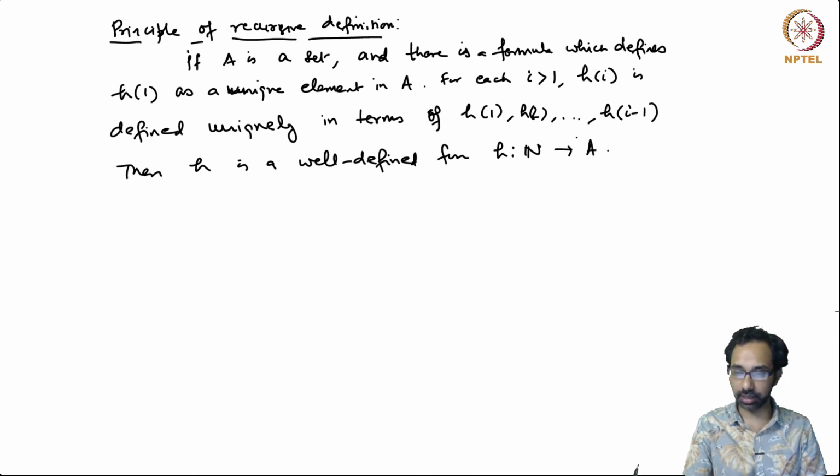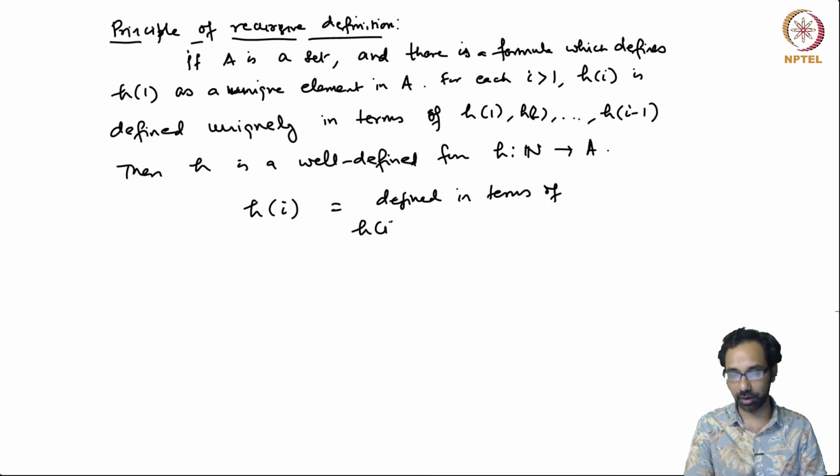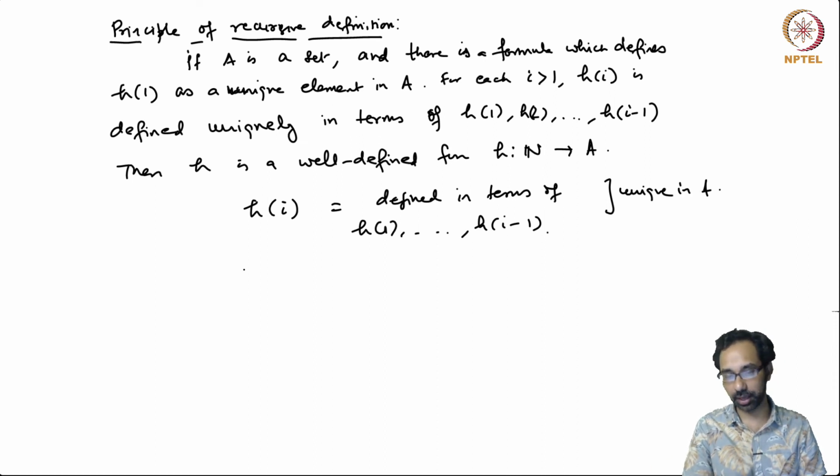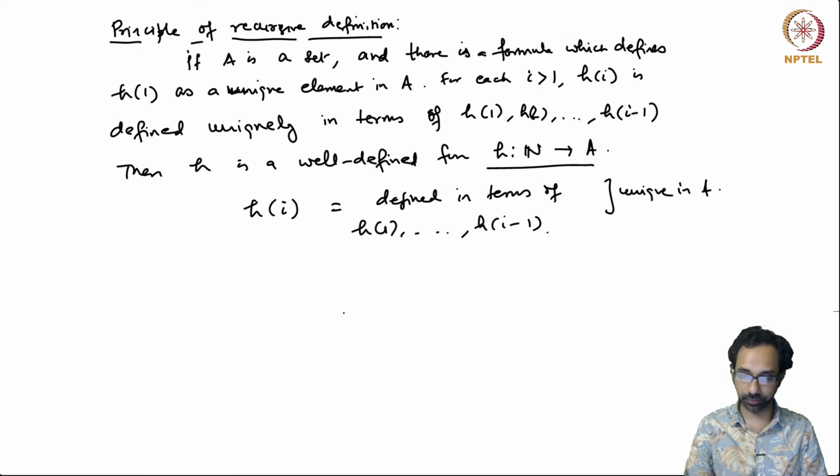So it just says that if you define recursively hi, this is defined in terms of the already defined values h1 up to hi minus 1, and if it is unique in A, then you have a function from N to A. So this is the principle of recursive definition, and we will use this principle to define a bijection between any infinite subset of the natural numbers and the natural numbers.